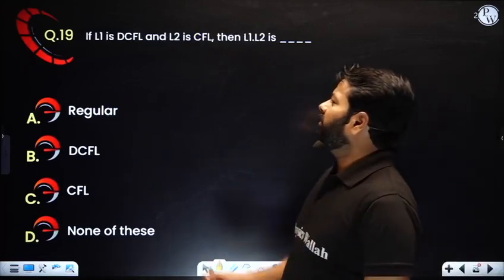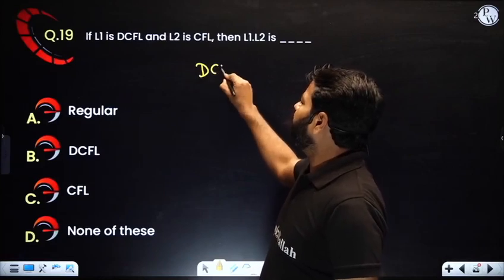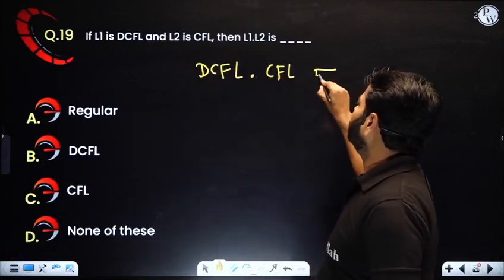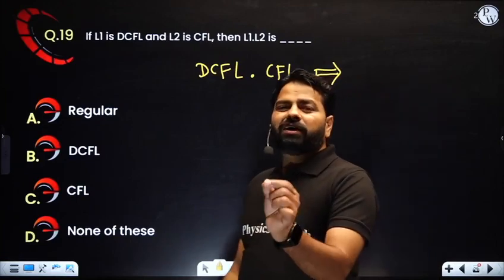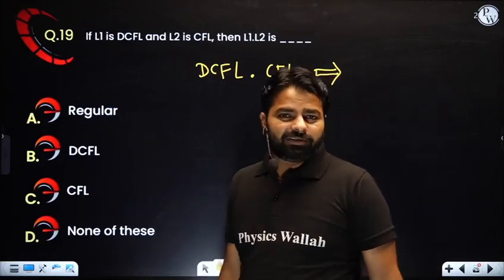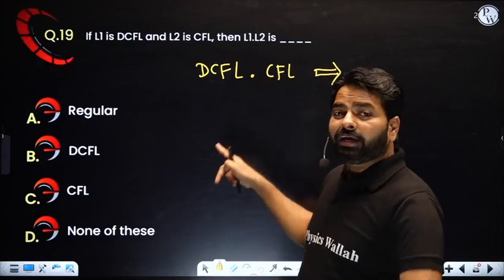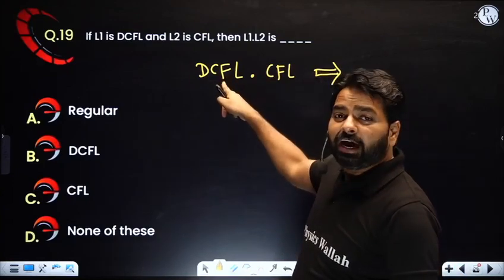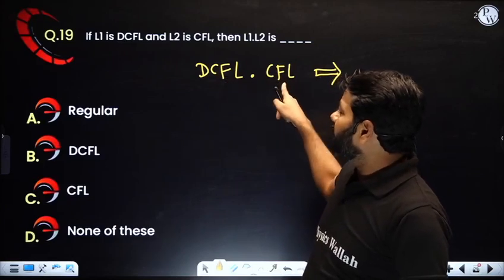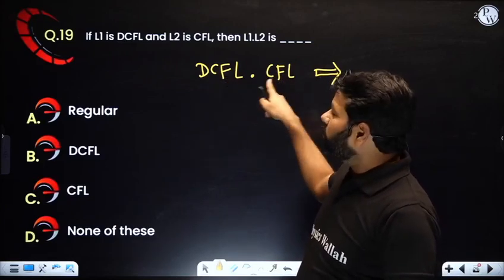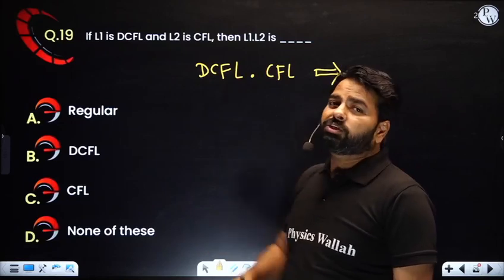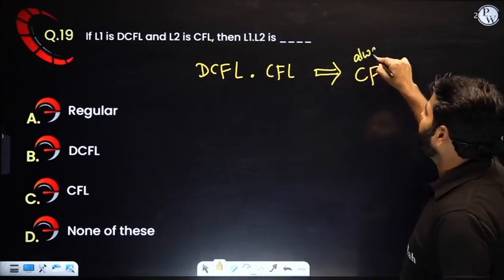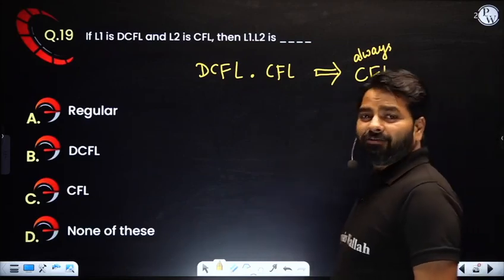Now concatenation, that is what I am saying. DCFL dot CFL, what happens? Already we know DCFL dot DCFL, no guarantee of DCFL, but DCFL dot CFL, can I guarantee always CFL? Yes, because for this I can write a context free grammar. I know what is the algorithm to do the concatenation of these two languages. So it is always CFL.